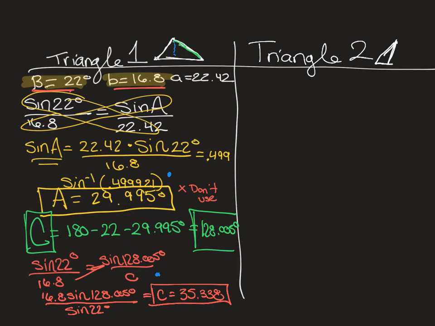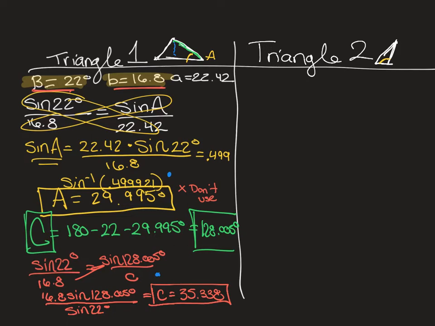this angle, let me grab a color really quick. Let me do yellow. This angle right here and this angle right here, they're the two that go together. And this is angle A. And so this was the acute angle A, and this is the obtuse angle A over here on triangle 2.